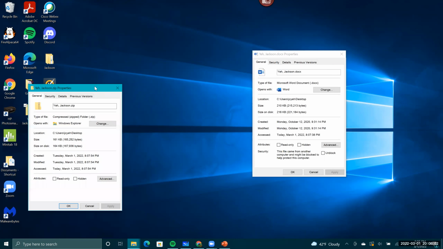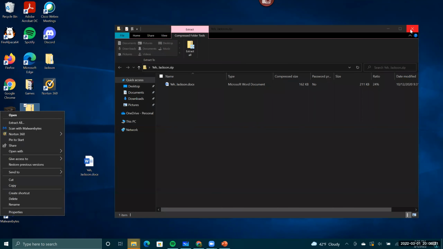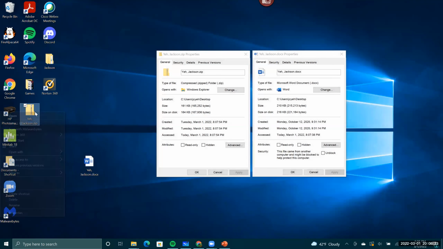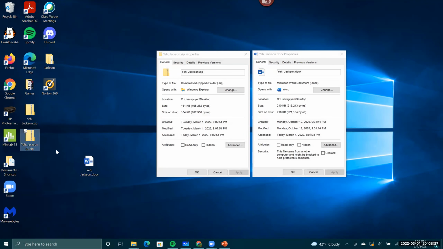Everyone looks at it and says, well, look at the size. It's 165,252. So it's smaller than 215. So we know that this is now smaller. That's to be expected, right? So now comes a question. What if I compress this again? It's already been compressed, but what happens if I compress it again? Is the small file going to get smaller?